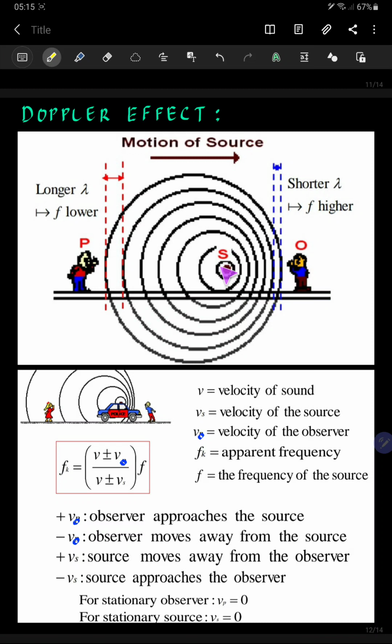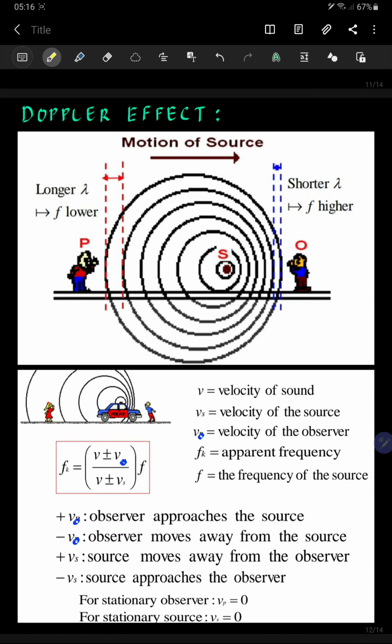Moving towards, what happened? The lambda becomes shorter. And moving away, what happened? The lambda becomes longer, isn't it? So in this case, when the lambda becomes shorter, the frequency is higher, because the waves are closer to each other. Closer to each other means that the number of waves reaching the observer is more. Compared to this, when lambda becomes longer, the frequency is lower or smaller here.